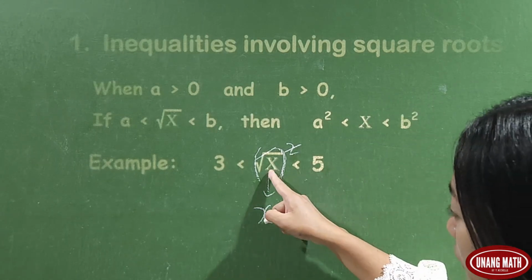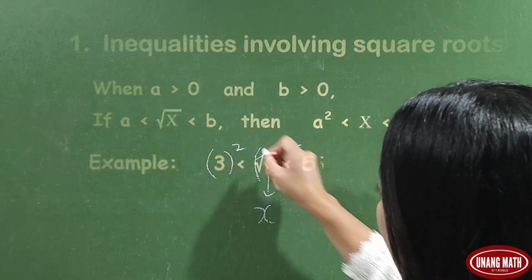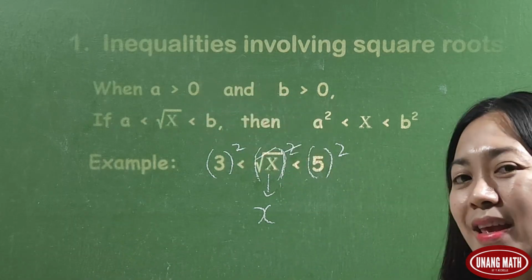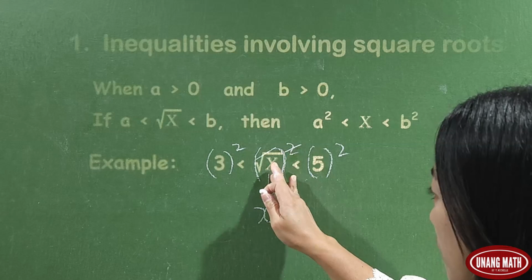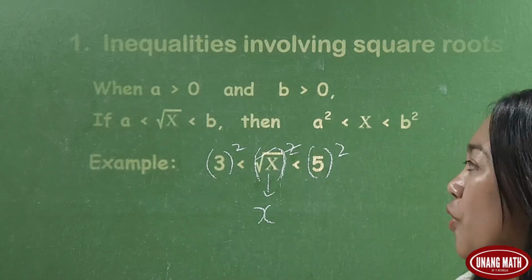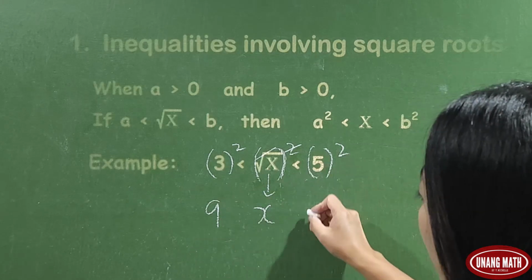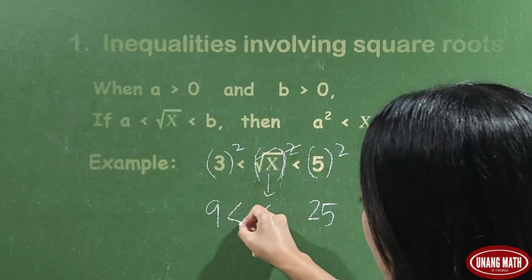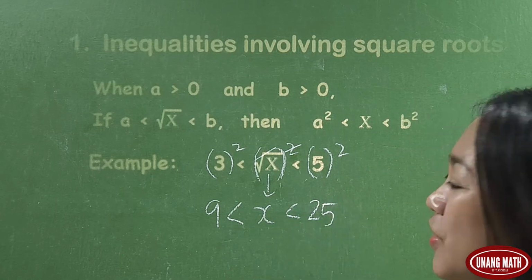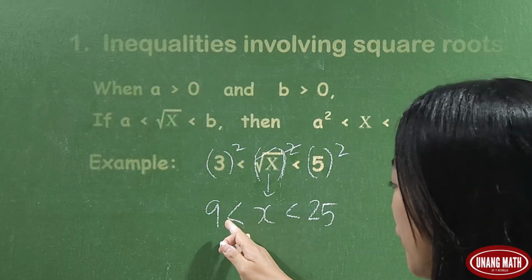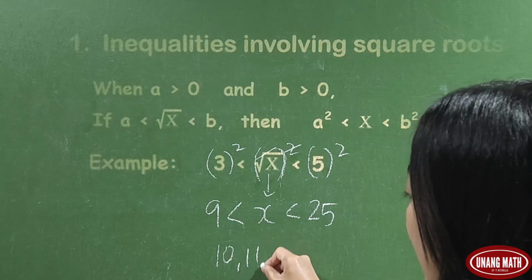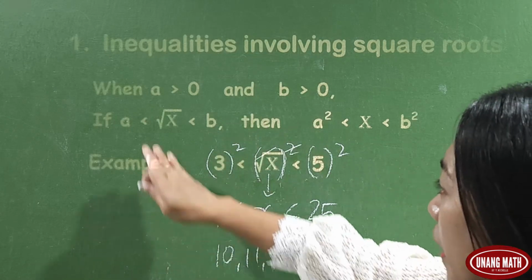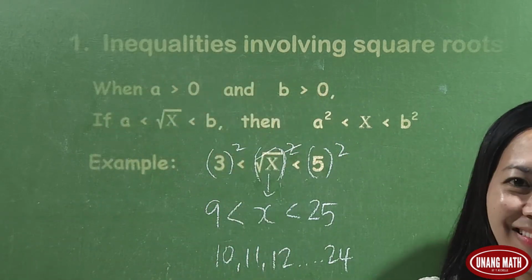Since we square this number, then we have to square this 3 and this 5 also. Because remember, the property of inequality is whatever you do to this number, you have to do to the other numbers also. So 3 squared is 9. 5 squared is 25. So it means x must be greater than 9 but less than 25. So what are the numbers greater than 9 but less than 25? We have here 10, 11, 12, until 24. So this is the meaning of this statement.